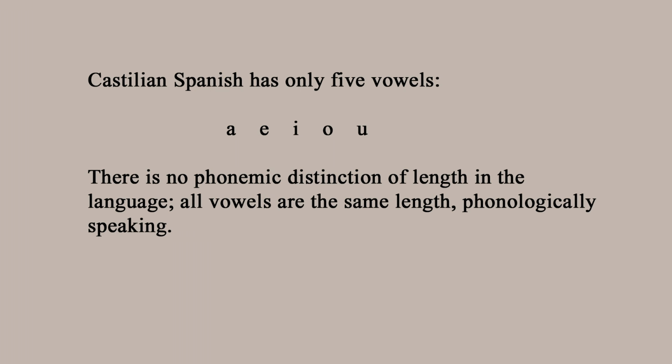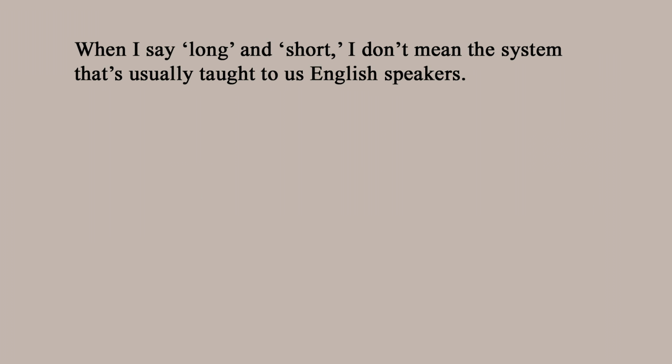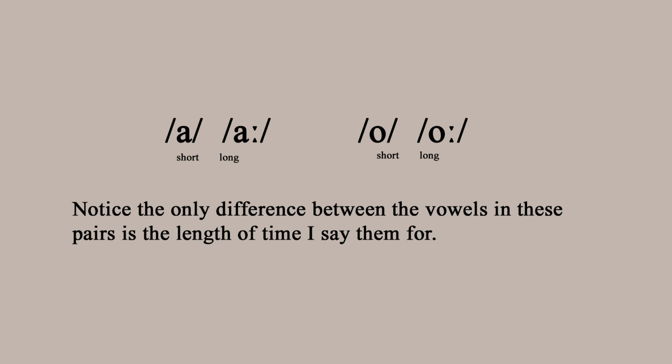You can obviously pronounce a vowel for a long time if you want to, but it's not phonemic in the language, and I'll explain what I mean in a minute. To clarify quickly, what I mean by long and short vowels is not pairs of vowels in English like "a" and "a", "e" and "e". What I mean is pairs of vowels that are only different from each other because of how long you pronounce them for, like "a" and "a", "o" and "o".